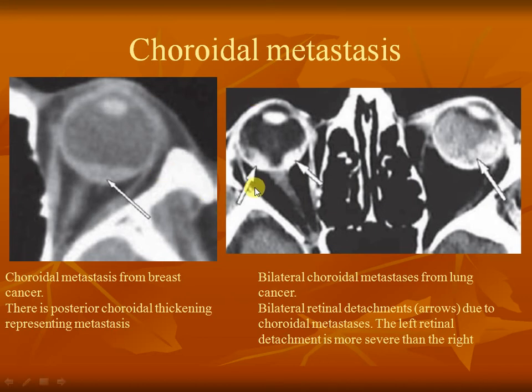Again, you can see here bilateral choroidal metastasis and retinal detachment. Okay, here the apex at the optic nerve indicating retinal detachment. Here you can see there is diffuse enhancement of the choroid indicating choroidal detachment due to metastasis bilaterally, here in the retina and here in the choroid.